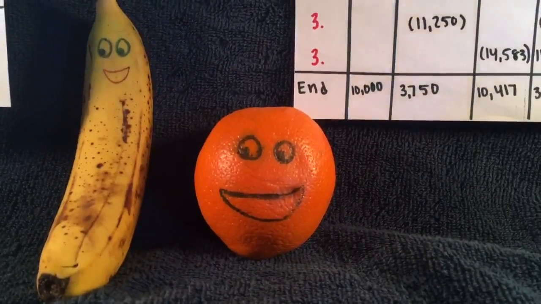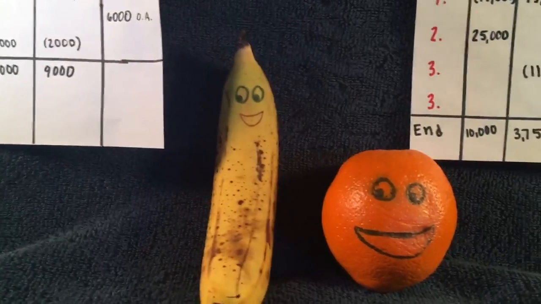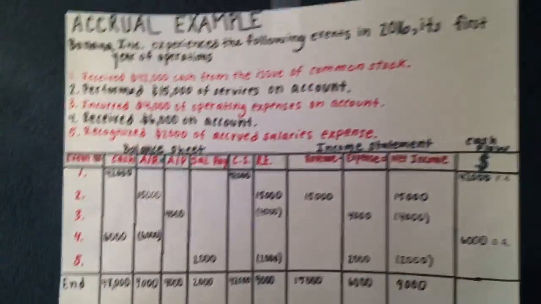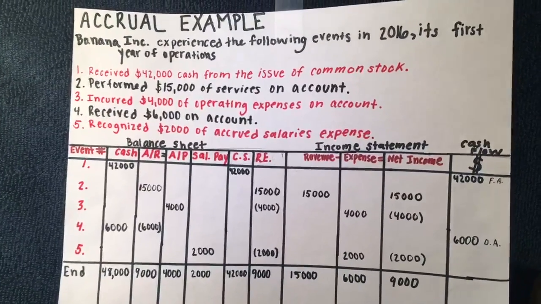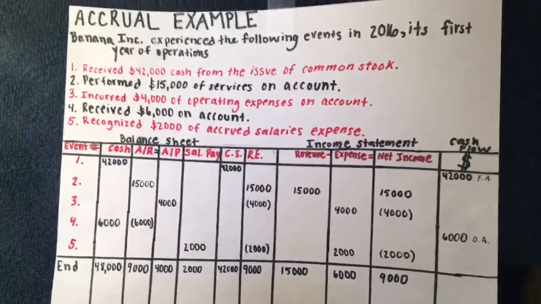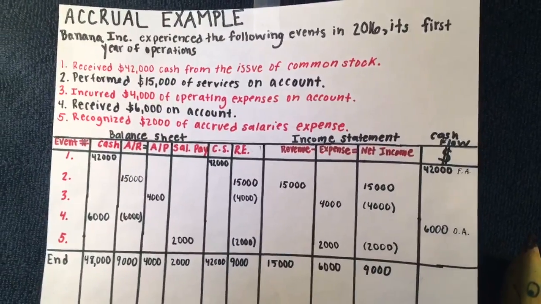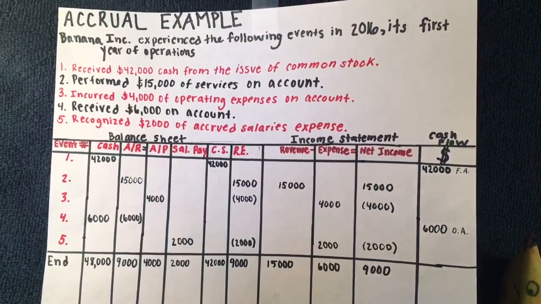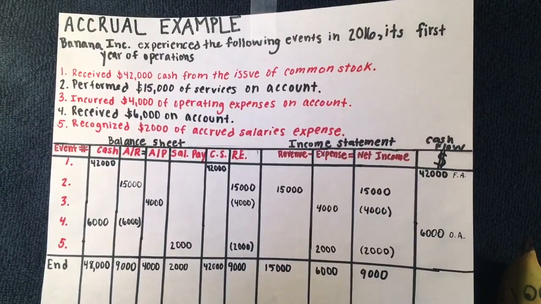So if you don't have cash, then how do you account for accruals on the balance sheet? Let's do an example so I can show you what to do more clearly. So in this example, Banana Incorporated experienced the following events in 2016, its first year of operations. In Event 1, it received $42,000 cash from the issue of common stock. This would increase cash by $42,000 and common stock by $42,000. It would be a $42,000 cash inflow from financing activities.